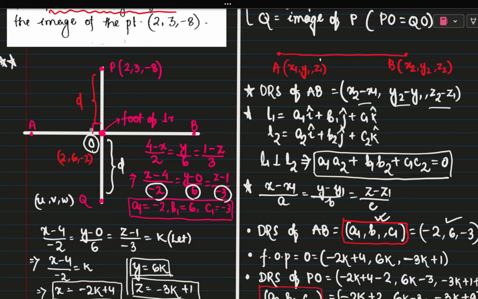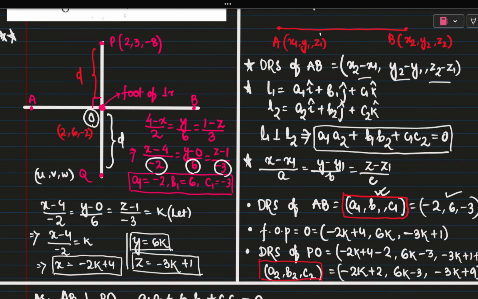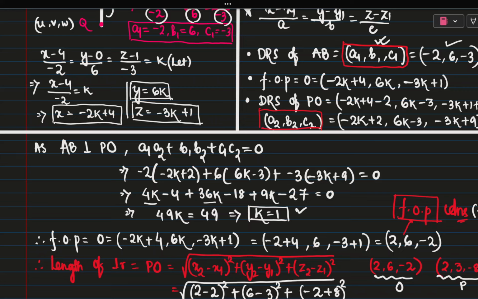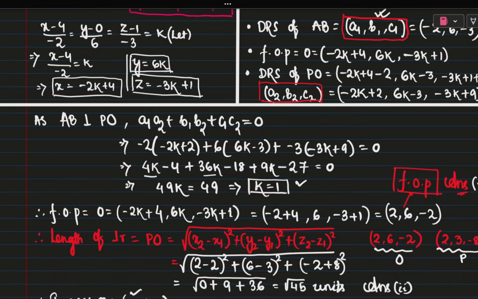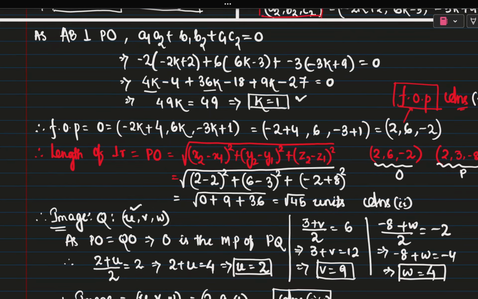Once we get the direction ratio of PO, and we already have the direction ratio of AB, as they are perpendicular, a1a2 plus b1b2 plus c1c2 will be equal to 0. From there we got k equal to 1, and after getting k equal to 1, just put it in the O point to get the foot of the perpendicular, that is 2, 6 and -2. Then second, we are asking for the length of the perpendicular. So with the two coordinates we have, just put in the distance formula, and it is root 45. The last is the image. As Q is the image, obviously PO distance will be equal to OQ distance. As O is the midpoint, I have applied the midpoint formula to get the image point also, that is 2, 9, 4.